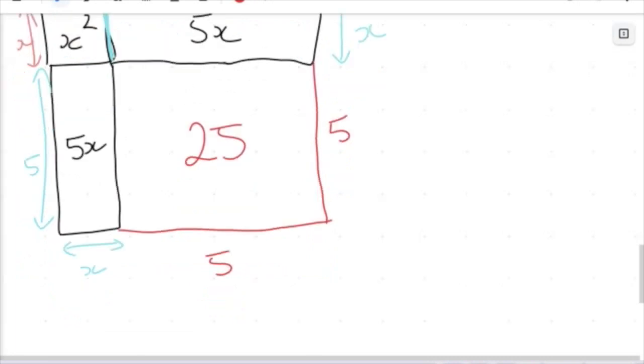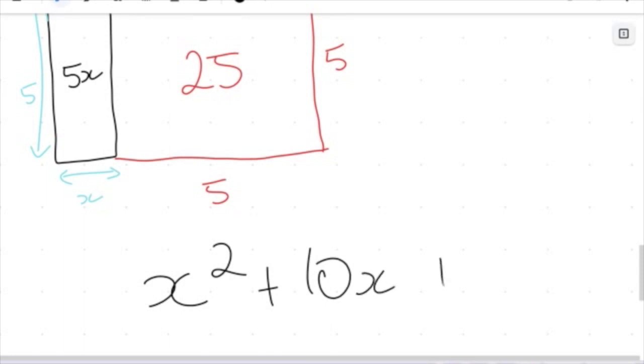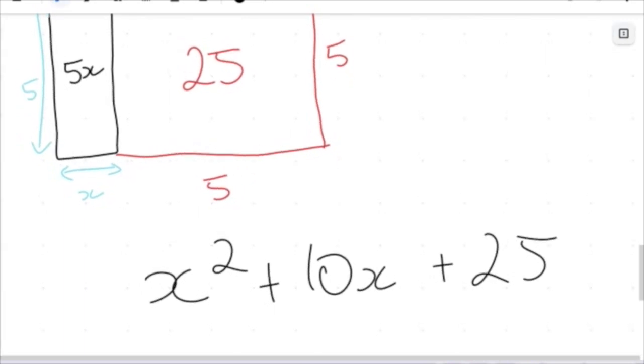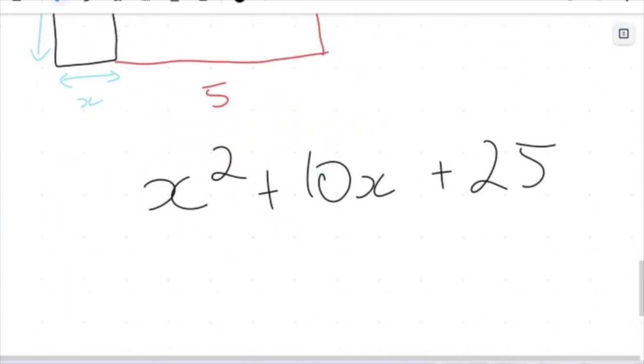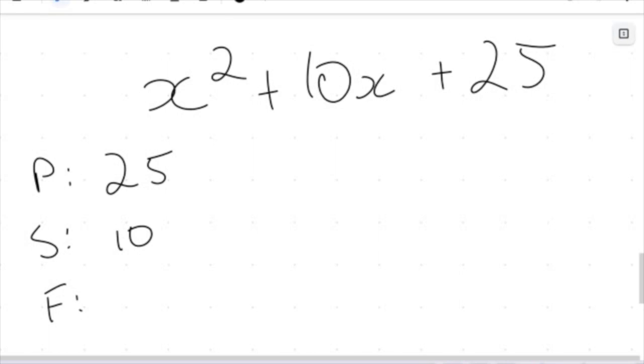So the thing I needed to add to x squared plus 10x in order to make this a perfect square was the number 25. And we'll see why this is in a second. Now, once again, we're going to just see what this factorizes to using PSF, and then we're going to show this visually as well. Now, I want a product of 25 and I want a sum of 10. And what numbers multiply to give me 25 and add to give me 10? That's going to be 5 and 5.